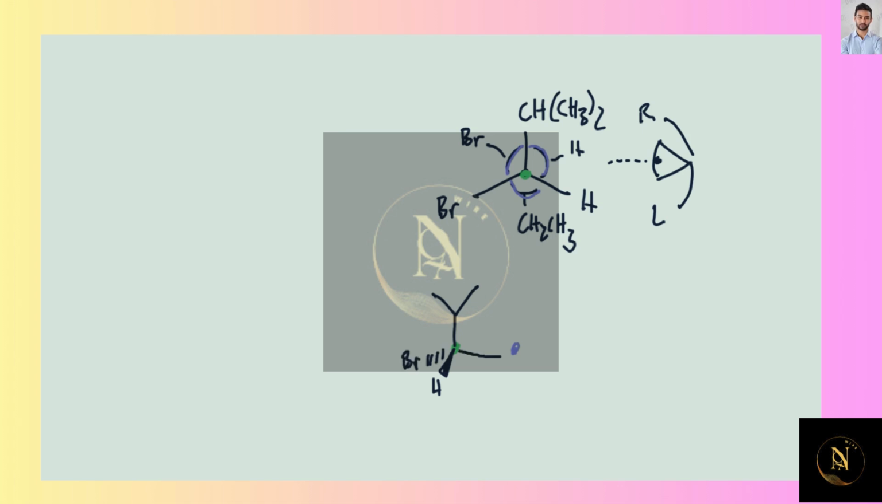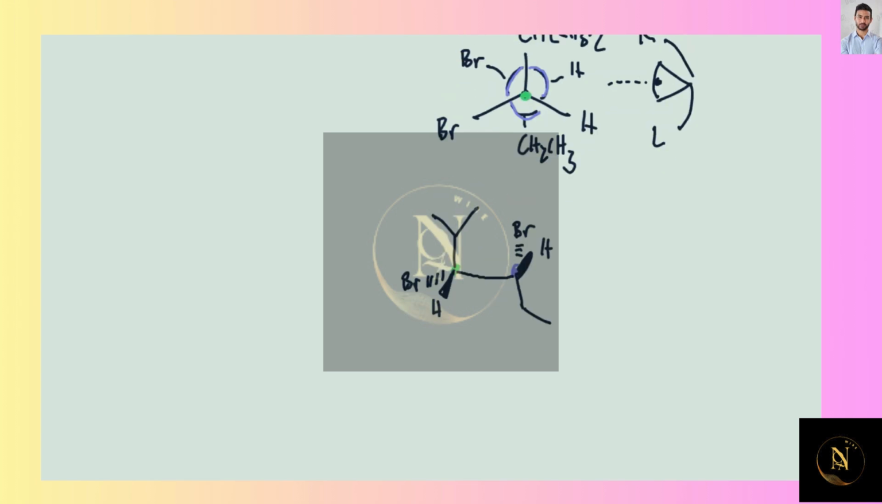Bond between the green and blue carbons. And on the blue carbon, you see going straight down is a CH2, CH3. That's an ethyl group. Coming towards us is a hydrogen. And going away from us is a bromine. Okay, and so now we can name this molecule.